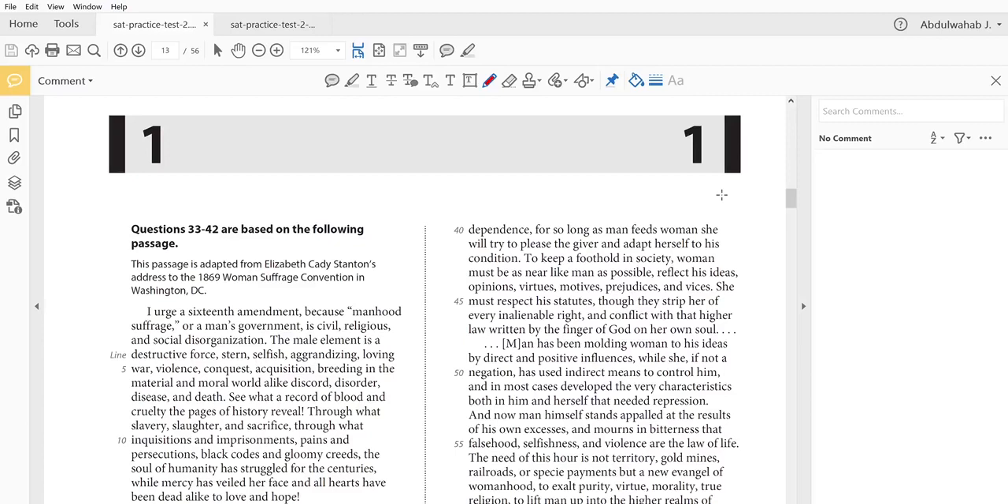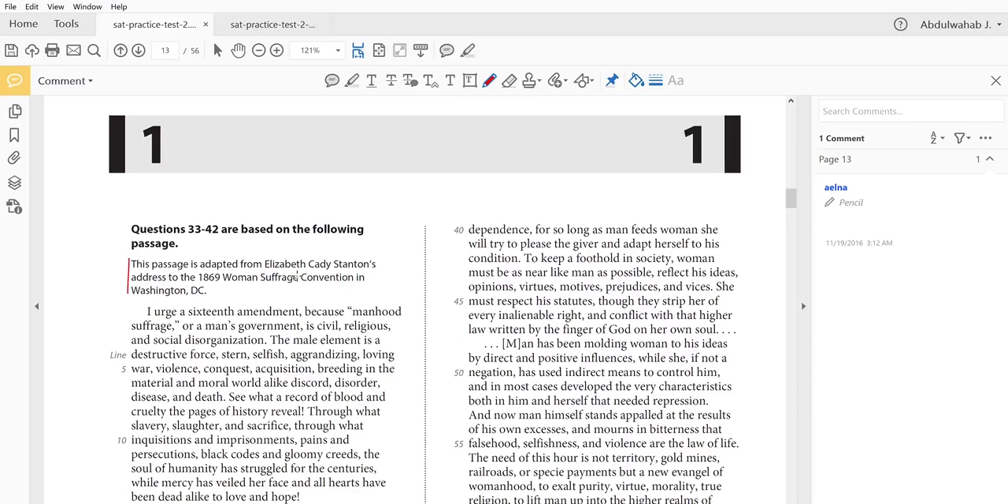As usual, we're going to begin by reading the intro or the caption at the beginning of the text. I urge all of you to do so, just to get a general idea of what the text is going to talk about. And then we'll do questions 33 to 42. This passage is taken from Elizabeth Cady Stanton's address to the 1869 Women's Suffrage Convention in Washington, D.C.